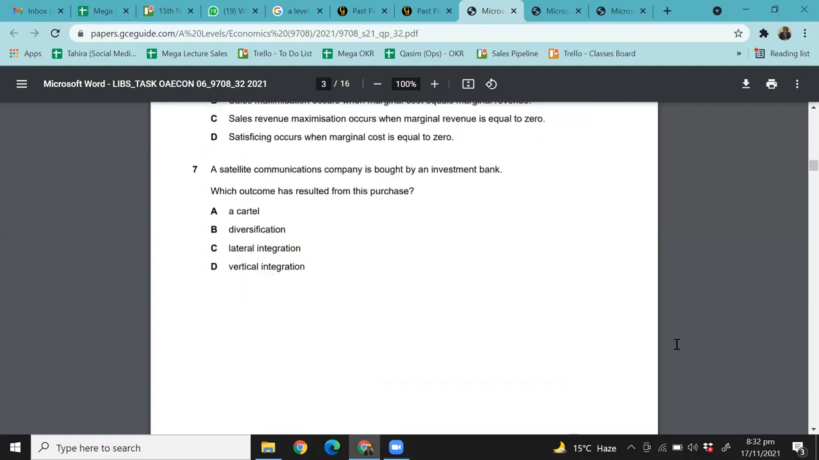Okay. A satellite communications company is bought by an investment bank. Which outcome has resulted from this purchase? A cartel, lateral integration, vertical integration, diversification. Investment bank and a communication company. Is there anything common between the two? Nothing. So what should be the answer? Students, what should be the answer then?